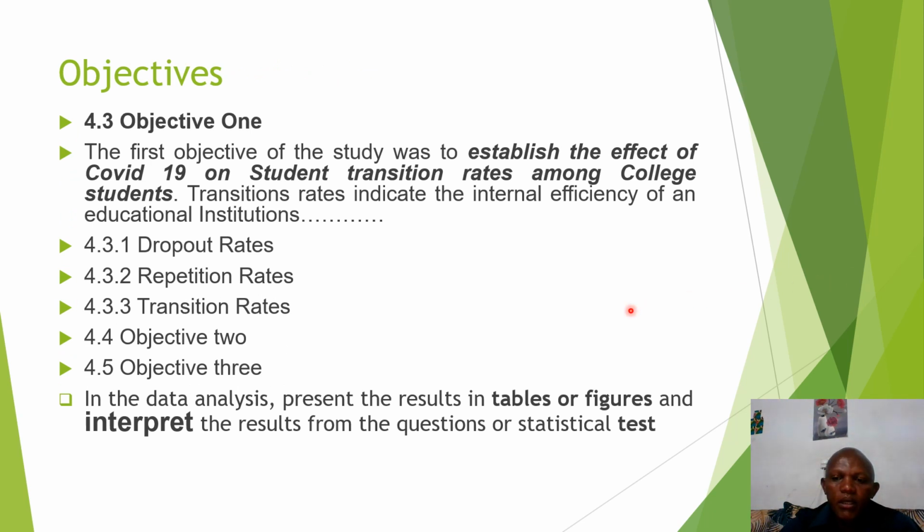And then I will also look at the objectives of your study, because the study has 3 objectives. So what are these objectives? If I have to go one by one, I would begin with the first objective by saying the first objective of the study was to, for example, establish the effect of COVID-19 on student transition rates among college students. So that would be my specific objective.